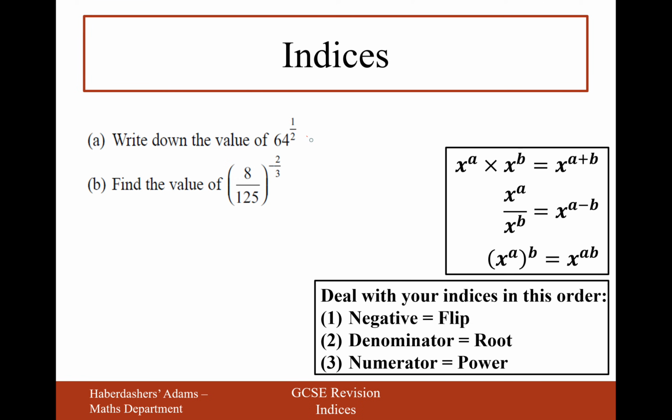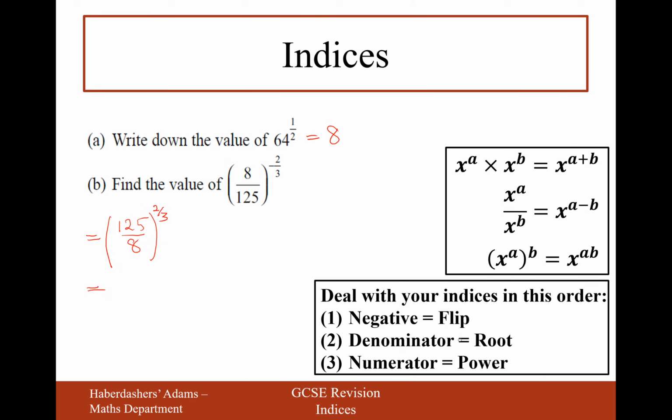Okay, so a power of a half represents the square root, so it's going to be the square root of 64, which is 8. And on part B, there's a bit more to it than just square rooting. So in this one here, it has a negative power, a 2 over 3 as its indice, and 8 over 125 as the value. So the first thing we do is sort out the negative power, and that will flip the fraction upside down. So that's step 1. If it's a negative power, flip the fraction. Step 2, so I'll put 2/3 there.